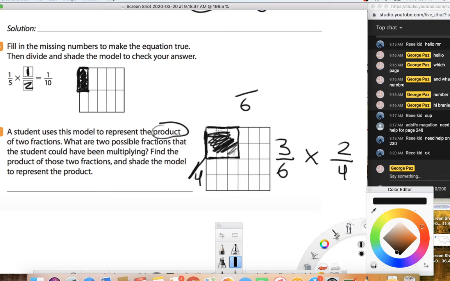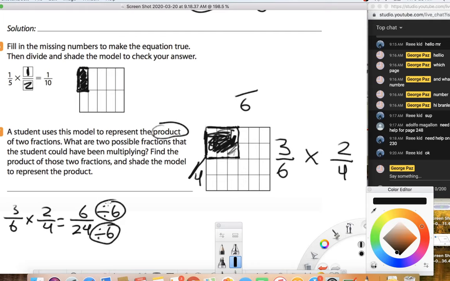This area that I shade is going to be my answer. So when I multiply my numbers, it's going to be my answer. So 3 times 2, we'll do it over here. 3/6 times 2/4. 3 times 2 is 6. 6 times 4 is 24. Now, like we did up here, I'm going to simplify this. I know that both of these numbers can be divided by 6 to become smaller. 6 divided by 6 is 1. 24 divided by 6 is 4.